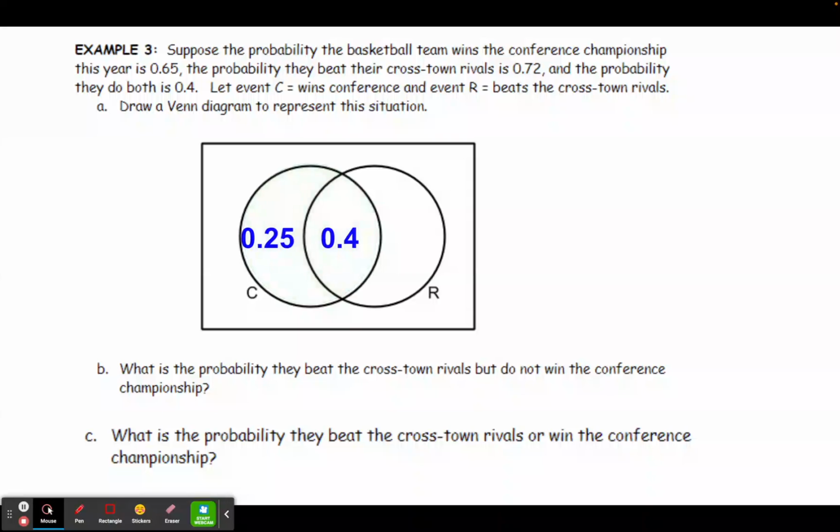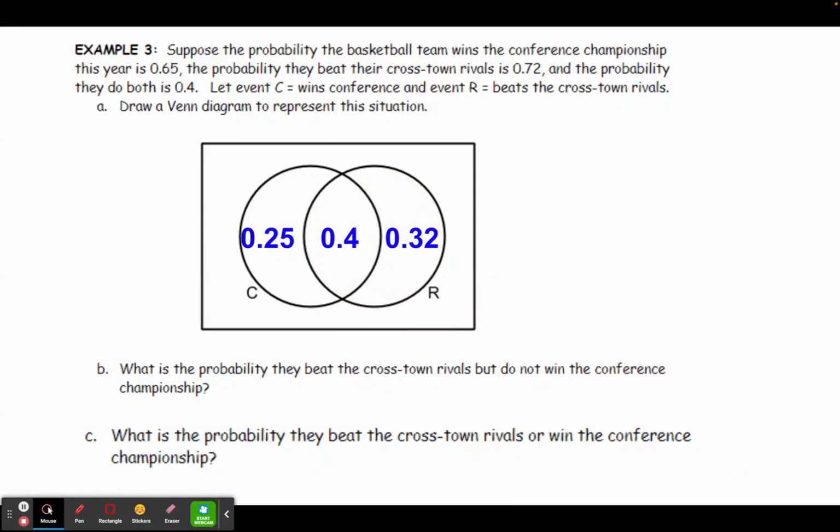Now we can do the other thing for the R circle. The probability they beat their crosstown rivals is 0.72. So that means we want this entire circle to total 0.72. And I already have 0.4 in there. So 0.72 minus 0.4 leaves us with 0.32 in that outside part of that circle.